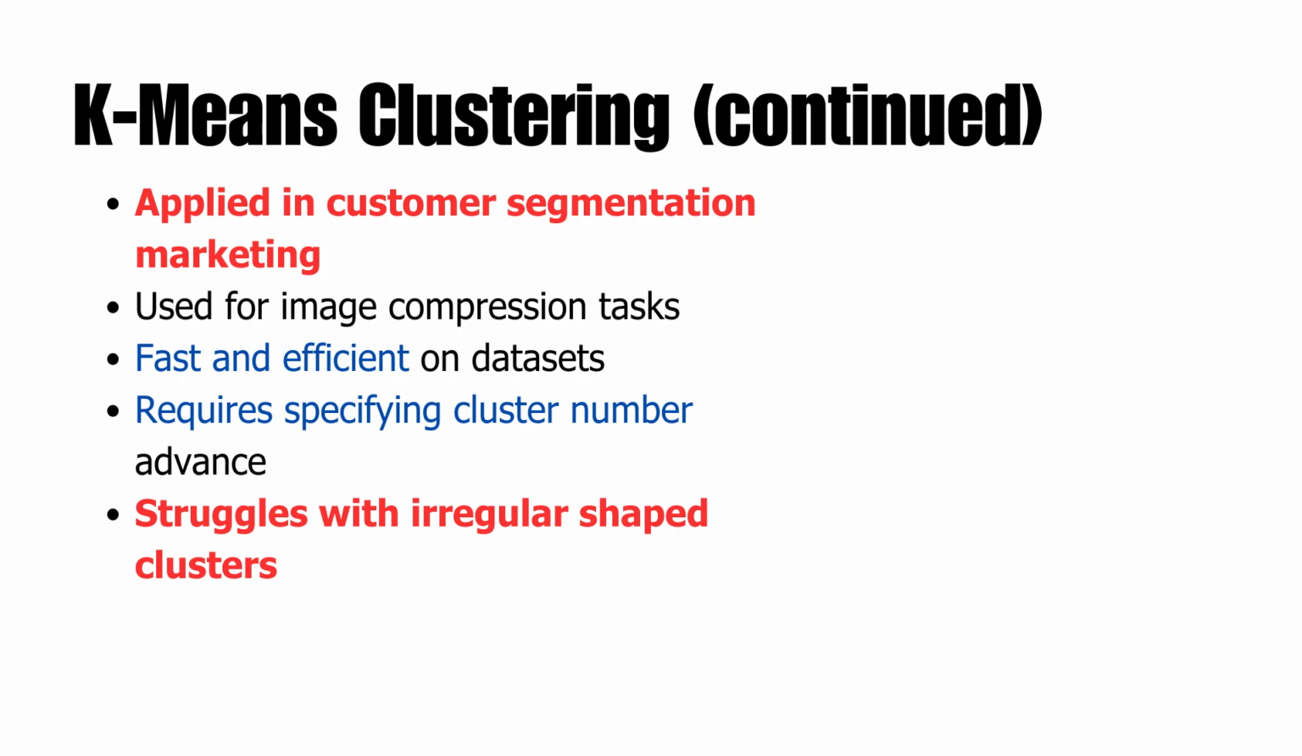But its main limitation is that you must specify the number of clusters in advance, and it struggles with irregularly shaped and overlapping clusters. Outside of these challenges, K-means remains one of the most popular clustering algorithms to find concealed patterns in data.